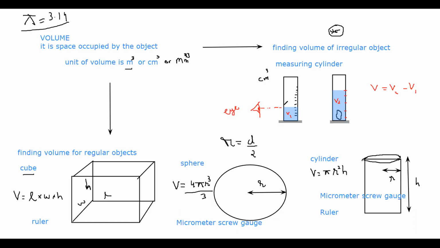And when we are reading a level in a measuring cylinder, in case of water, we always read the lower meniscus. There are two levels: one is up, another one is down. The upper one is called the upper meniscus, and the lower one is called the lower meniscus. So for water, we always read the lower meniscus, and we should look perpendicular to avoid parallax error.